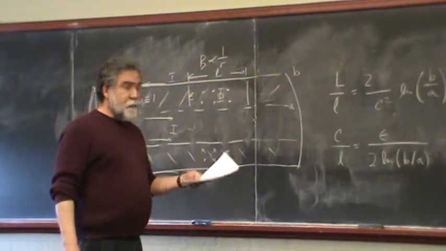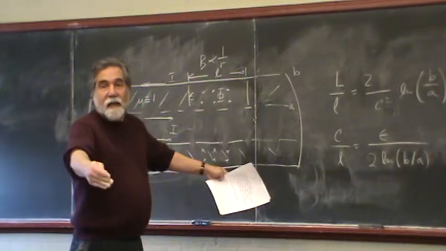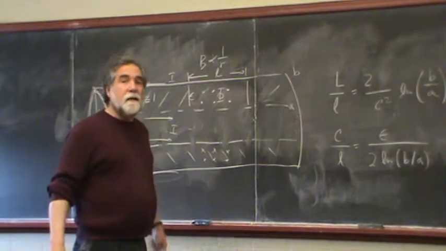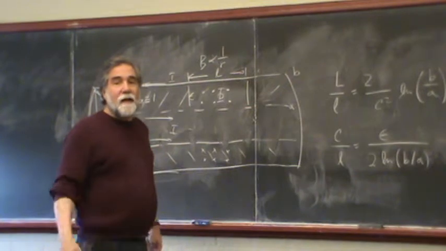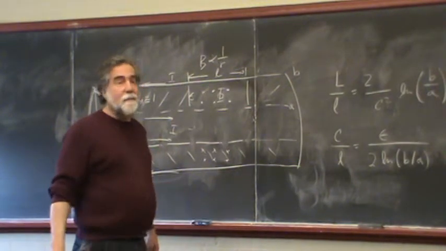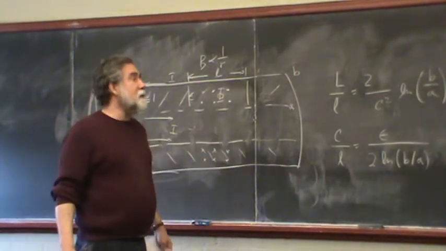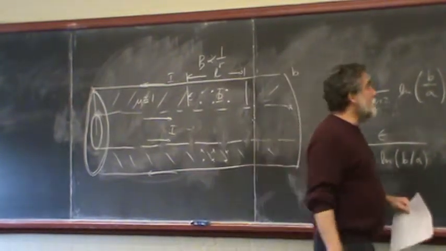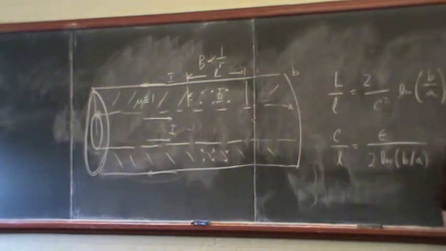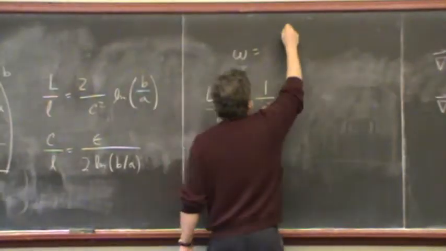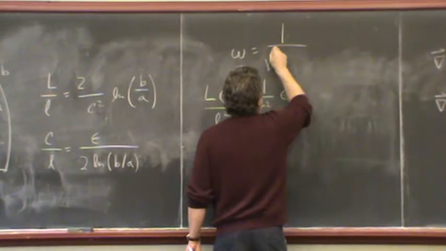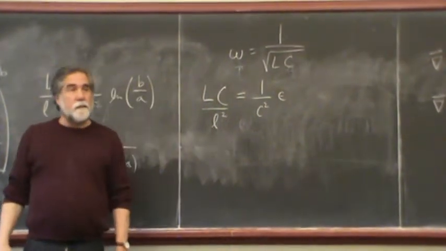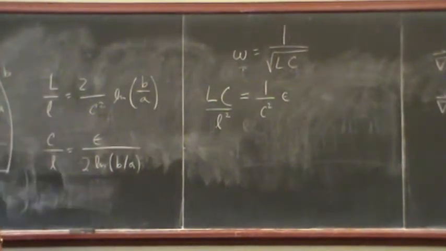LC per unit length. So now I choose a cable of a certain length. I know its inductance because I can look up the dielectric constant. I know the radii of the inside and the outside of my cable, and I can calculate the LC product for that. Then the oscillation frequency for some length of circuit is going to be 1 over the square root of LC.